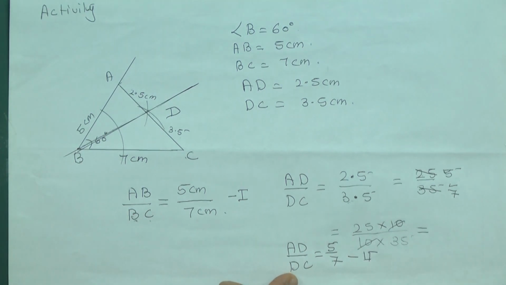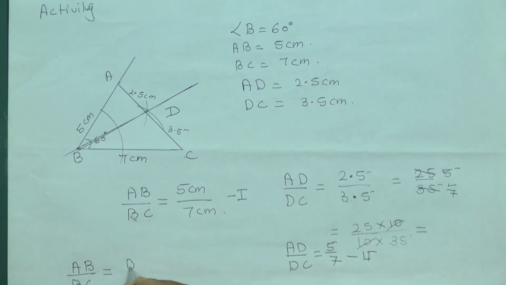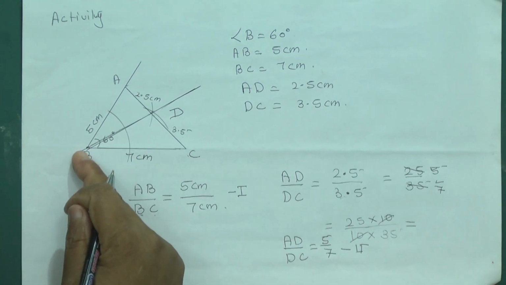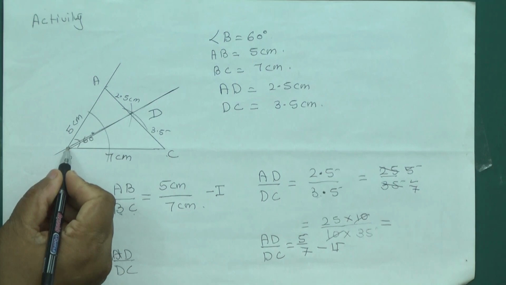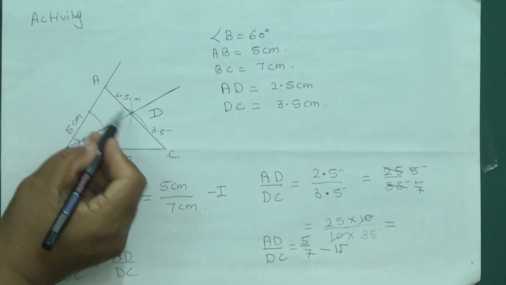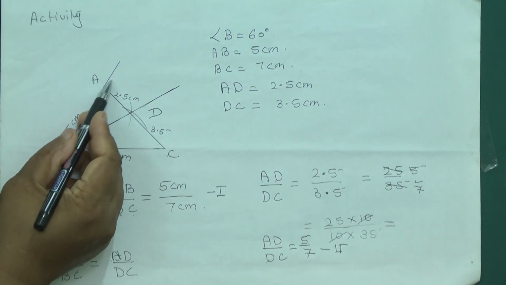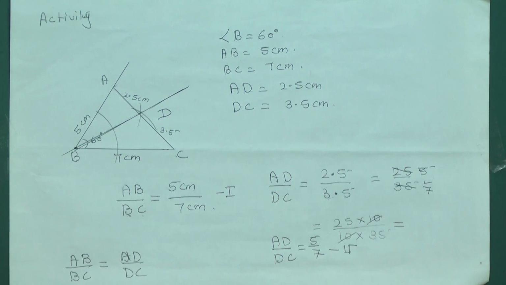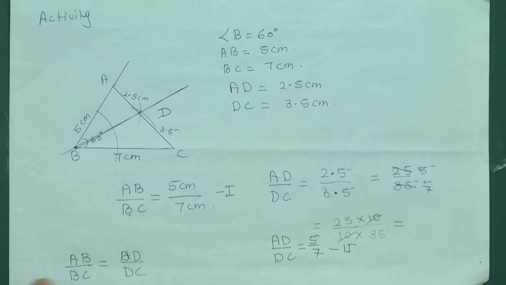So what do we come to the conclusion? We come to the conclusion that AB upon BC is the same as AD upon DC. If a bisector is drawn from one of the points to the third side, then that line will divide that side in the equal proportion of the other two sides. Let's see with the theorem, by proving it with the theorem.